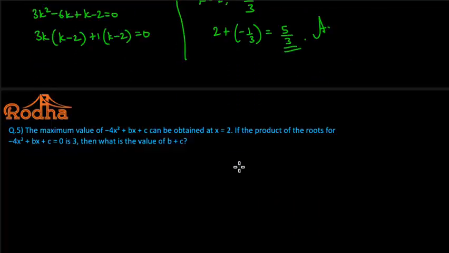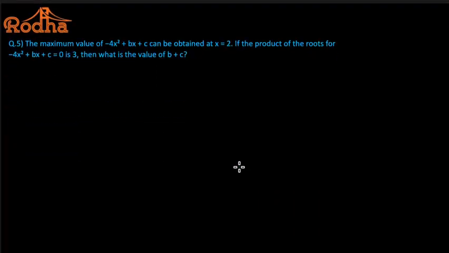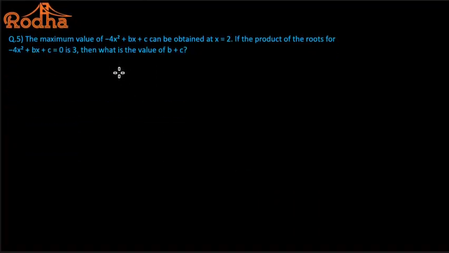Okay, now look at question 5. अब देखो question 5 क्या है? The maximum value of minus 4x square plus bx plus c, है ना. ये तुम्हारा मैक्सिमम वैल्यू है. So the maximum value of minus 4x square plus bx plus c can be obtained at x equal to 2. Okay, if the product of the roots for this is 3, then what is the value of b plus c?